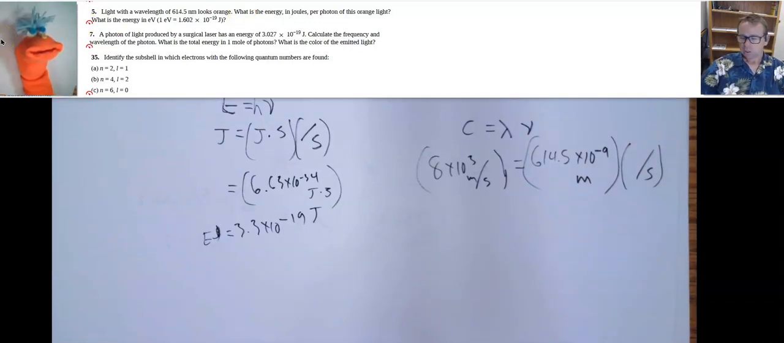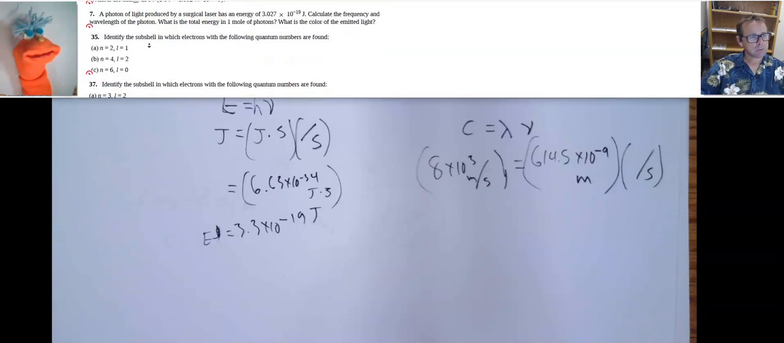So do we have to convert that to electron volts like it says? All right, it says what is the energy in electron volts? And it says right here that 1 electron volt is that many joules. I trust that you can do that conversion, but I'm not going to be working with electron volts in this class. We're just going to be working with joules.